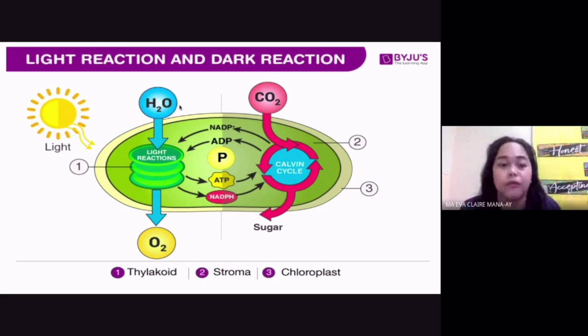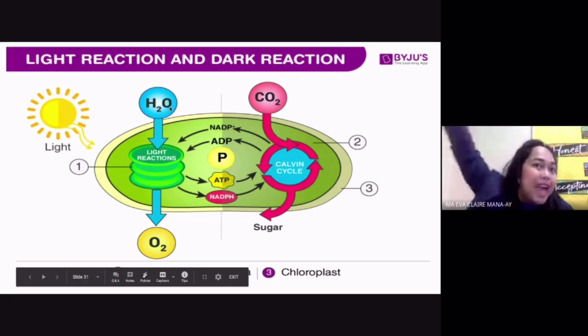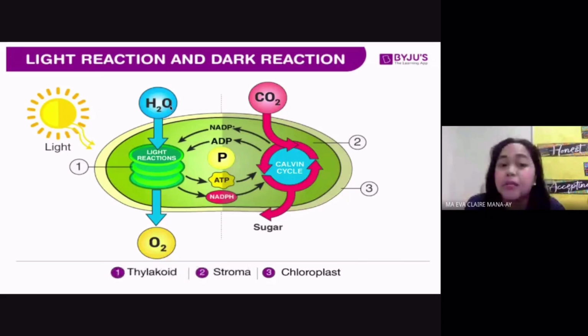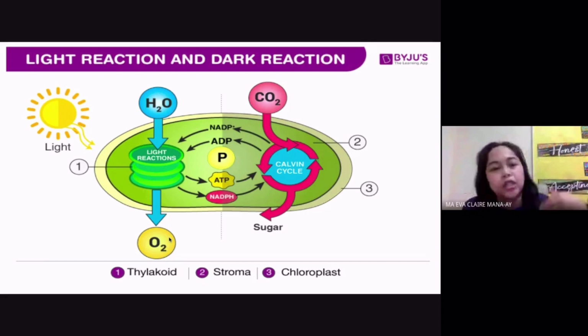Another thing is that water is converted into oxygen. Your hint here is that you have an oxygen atom, and that oxygen atom is made to react with another oxygen atom. That in turn gives us oxygen gas. As I've mentioned, this oxygen gas is given off into the atmosphere to be used in respiration or breathing in animals.